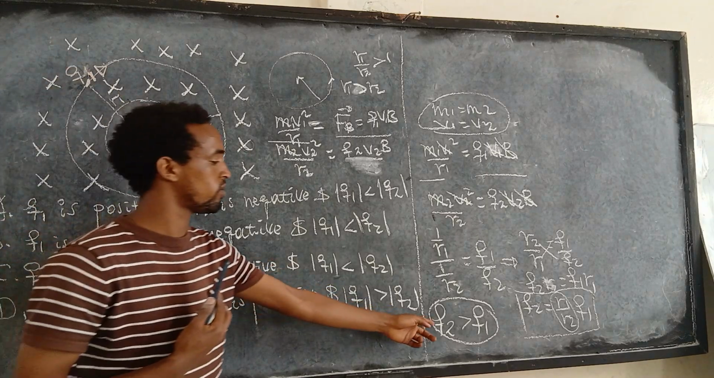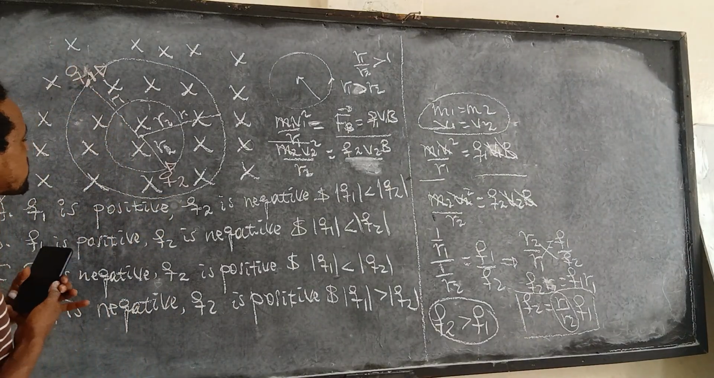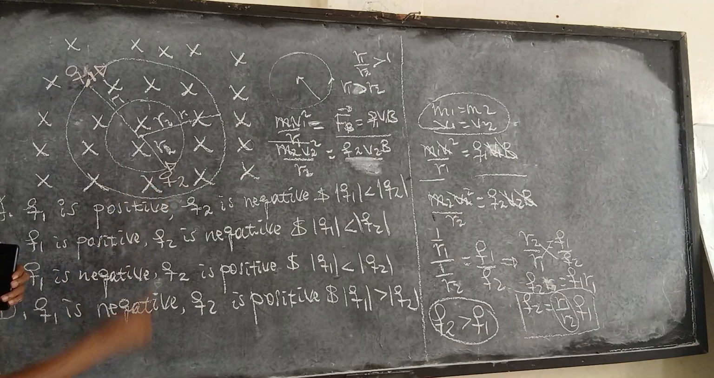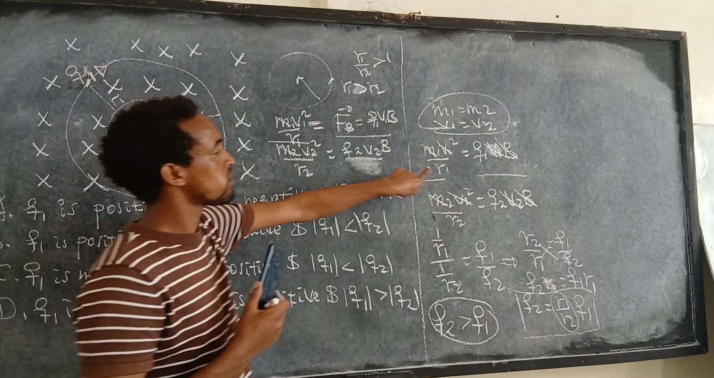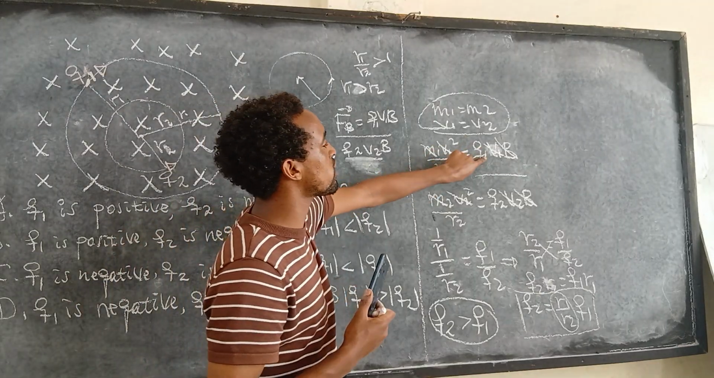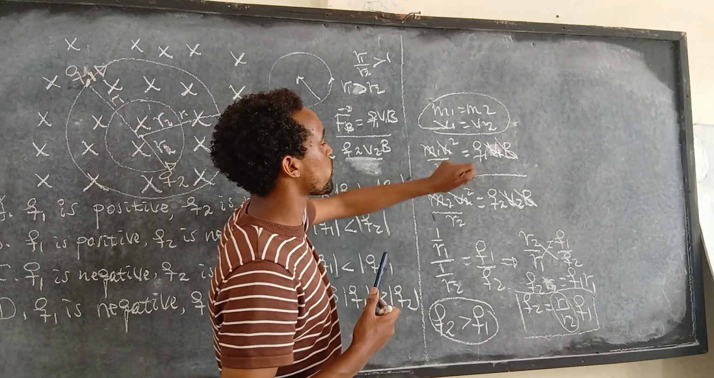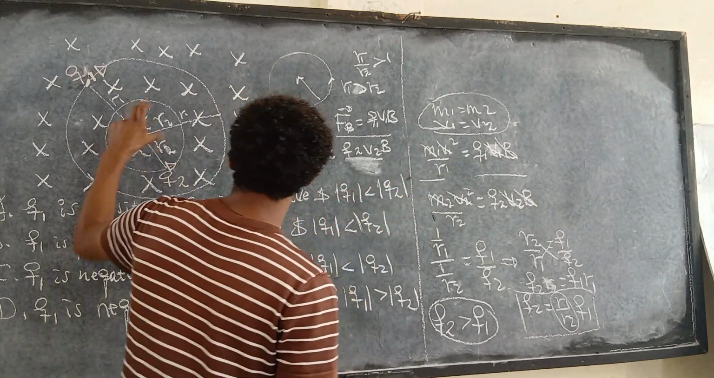If the speed is the same and the mass is the same, the reason why this charge rotates here is that it has a very large charge. Every time, the largest charge comes to the center because the force must be very large. The radius is very small. The radius is inversely proportional to the charge. As the charge increases, the radius of the rotation becomes very small.